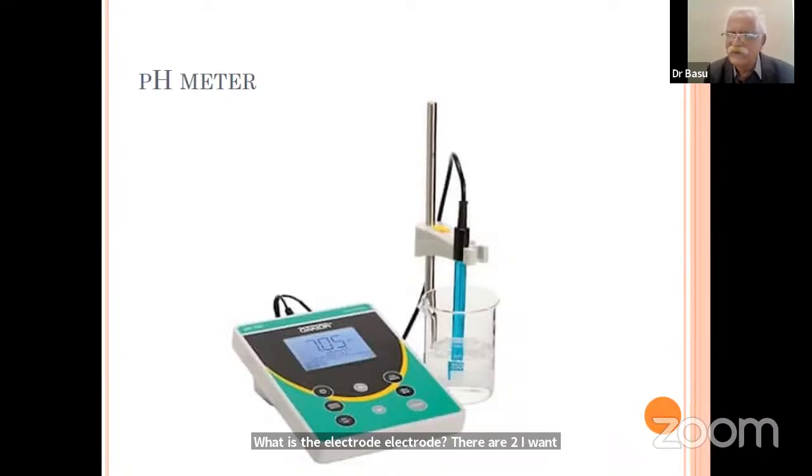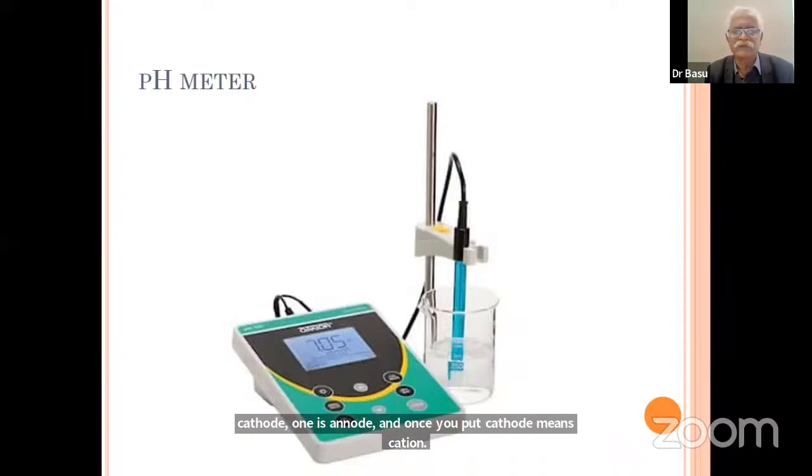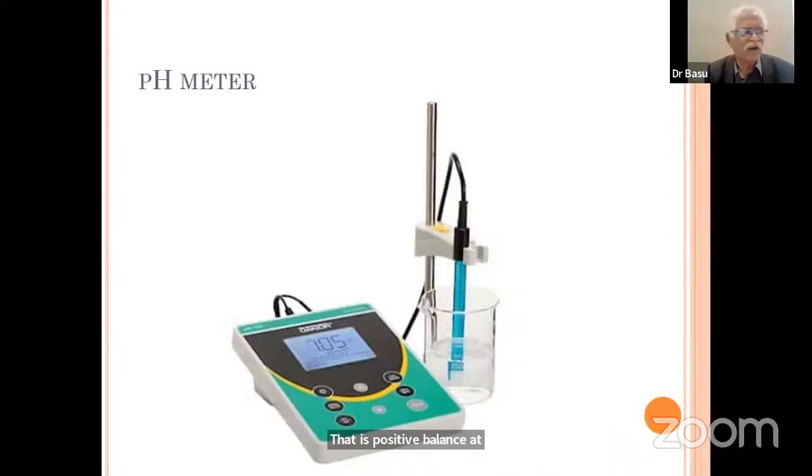One is cathode, one is anode. Cathode means cation, that is positive ions, or anions means negative ions. Hydrogen ion is a positive ion, so it will go to the anode. And they have a glass electrode, that is the anode.